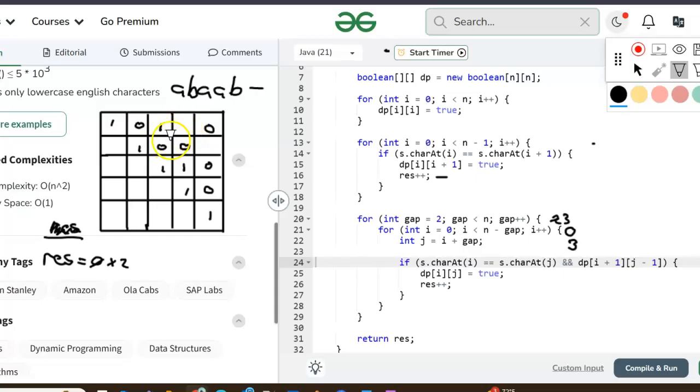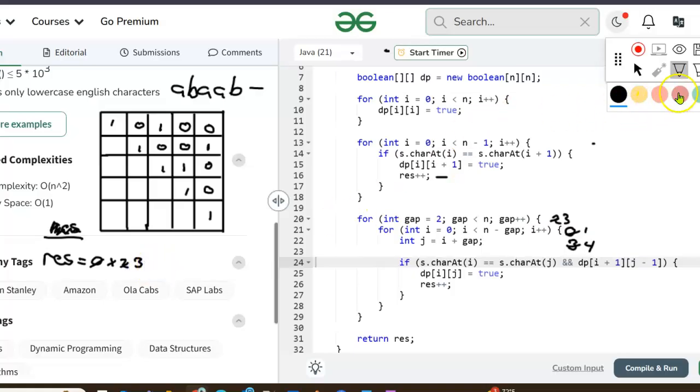Again, it's diagonally down and to the left. But the intermediate string between 0 and 3 is not a palindrome. So that is not a palindrome. All right. So this will go to 1, and then this will go to 4. How about 1 and 4? 1 equals 4. Is the intermediate string a palindrome? Yes, it is. So get that, and we'll also increment res.